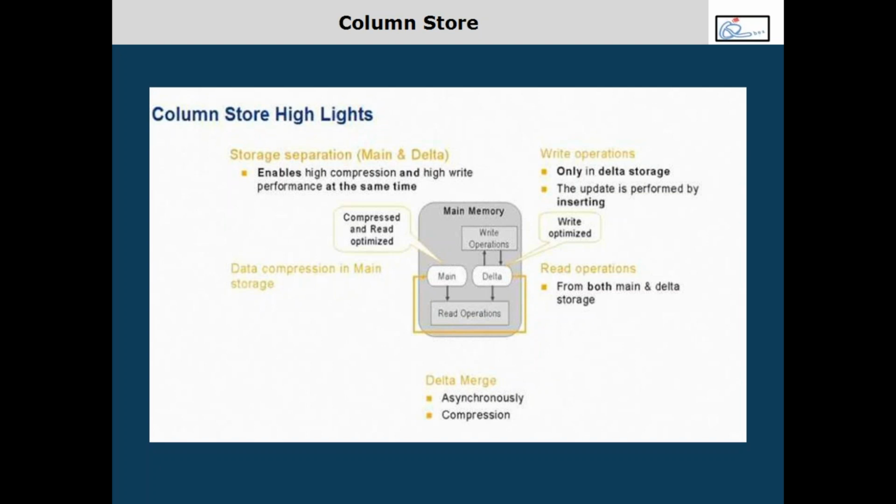I know you'll get confused. Don't get confused. It's very simple. Take it light. Now look at this. When you create a column store table in HANA, it actually creates two tables. For now, I'm saying two tables, but it's not really two tables. It will be two storage locations, you can say. To make it easy to understand, whenever you create a column store table in HANA, it creates two parts, or two memory locations, for the table. One is called main and one is called delta.